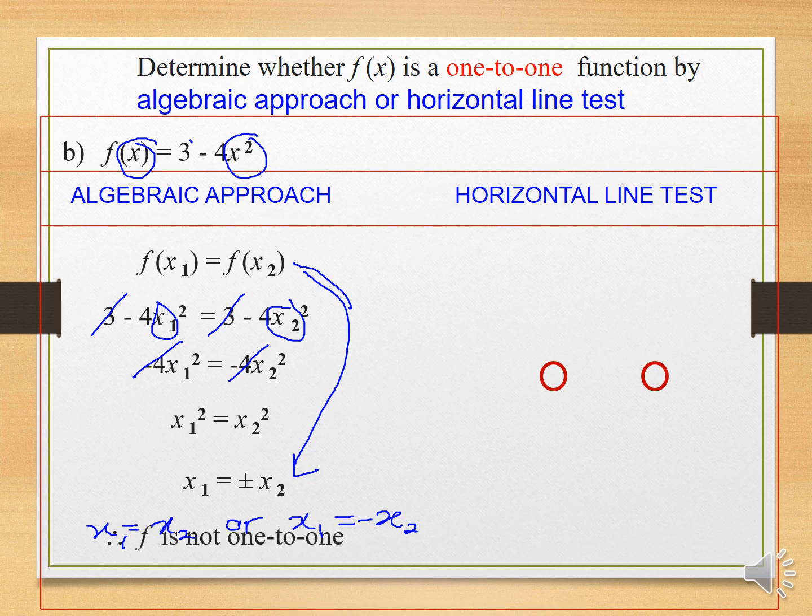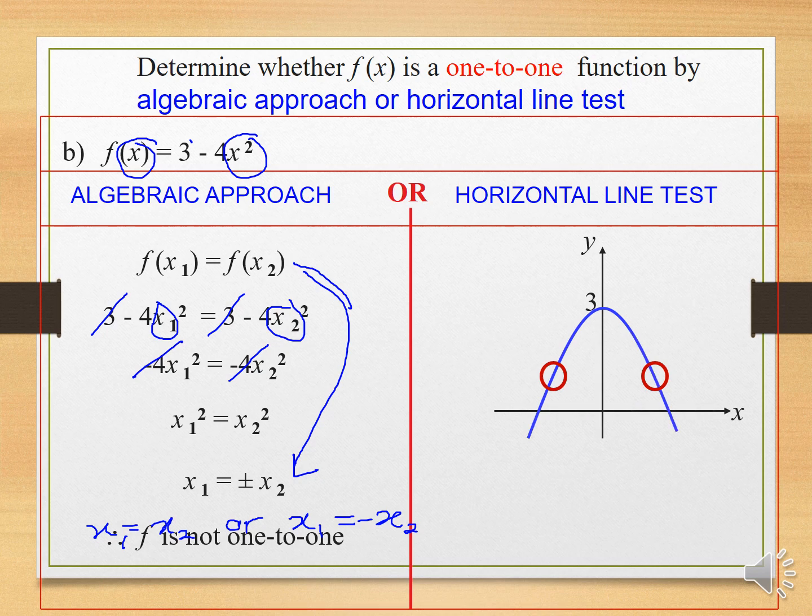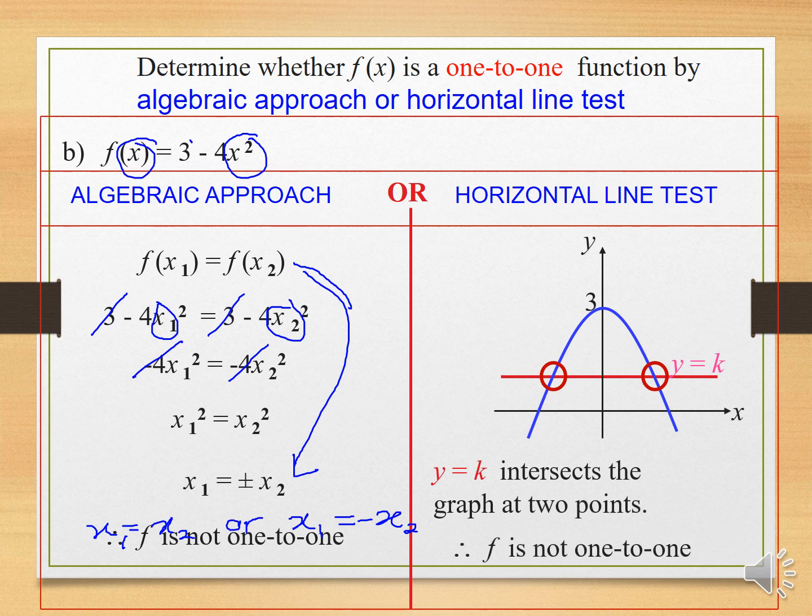By sketching the graph and using the horizontal line test, we sketch the graph of y equals 3 minus 4x squared. When we draw a horizontal line, there are two intersection points of the horizontal line and the graph. Therefore, f is not a one-to-one function.